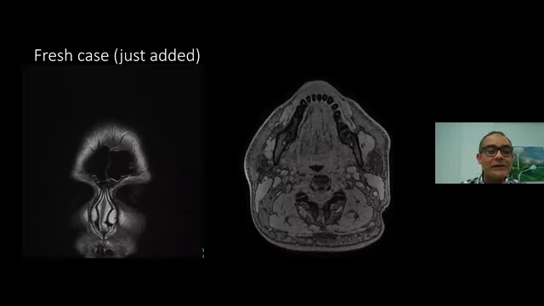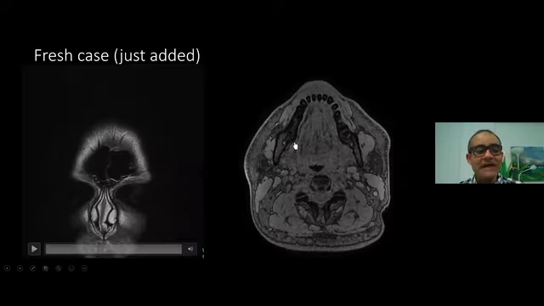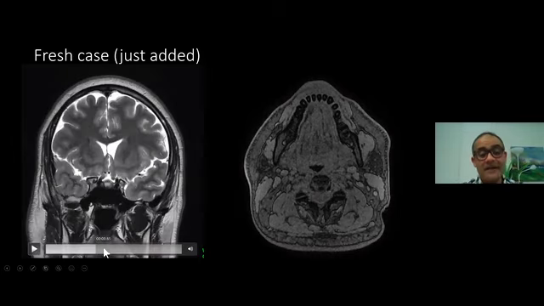Before leaving the facial nerve, I've just seen this case today in the morning. I just added this before the lecture, but it's really very interesting. When I saw the case this morning, I just included it in my lecture. And let me exactly tell you the story.